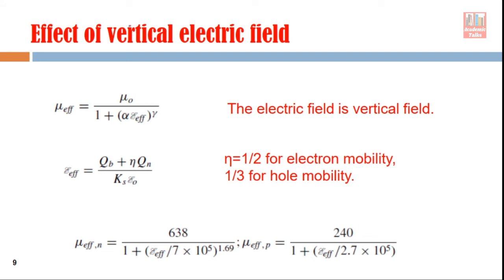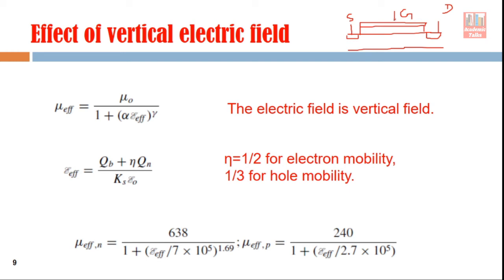Now, another important point, the effect of vertical electric field. When we work with a MOSFET device, suppose this is your oxide, and here on the top there is metal, and this is your gate terminal, right? And this is your semiconductor. This is your drain, and this is your source. So the structure is something like this, right?